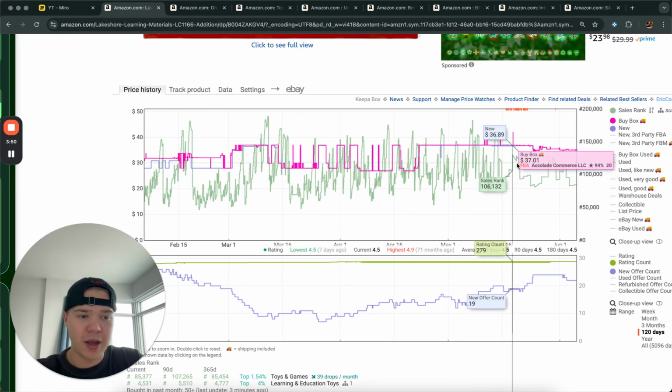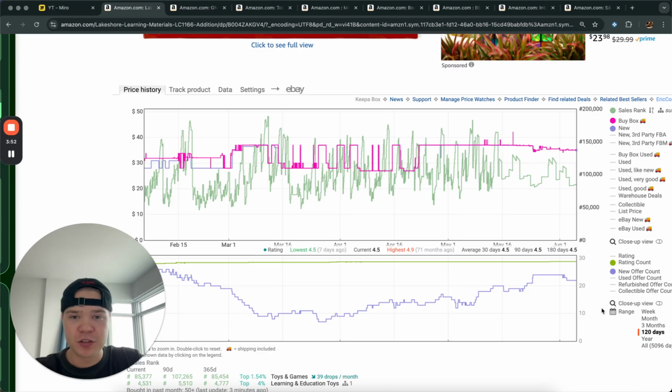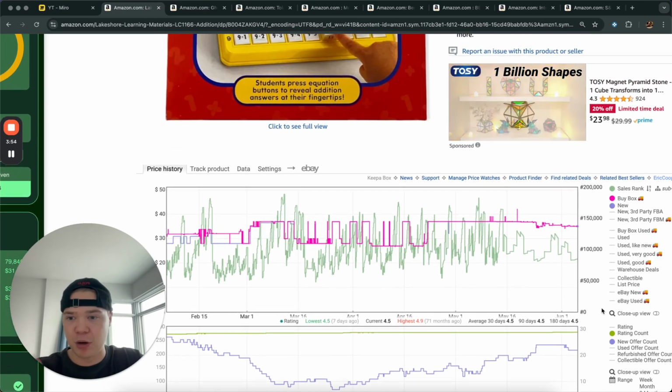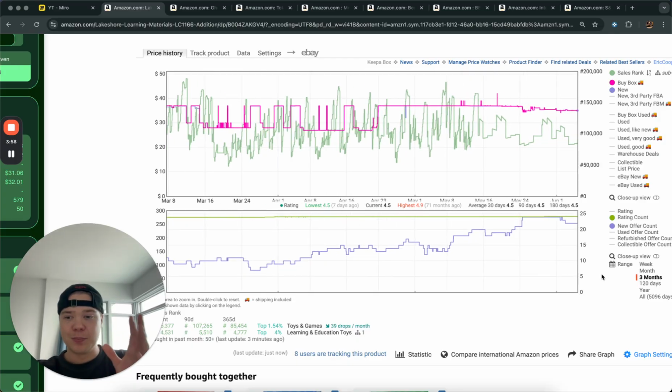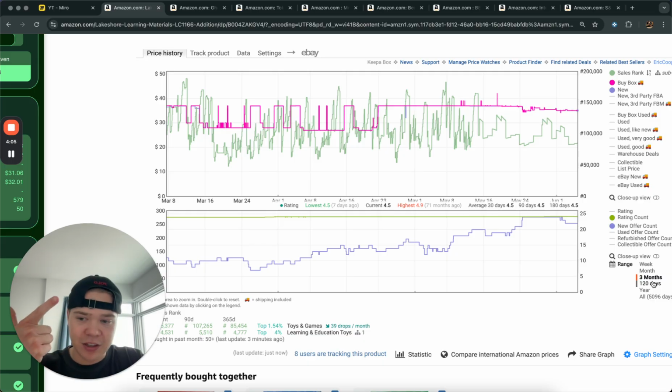The reason why is because when you first use Keepa and you first load up a product and you want to look at the data, Keepa will automatically put you at a 3-month time frame. You'll see the past 3 months of the price history, the seller's history, and that's what you'll see. I found that 3 months is just too short.